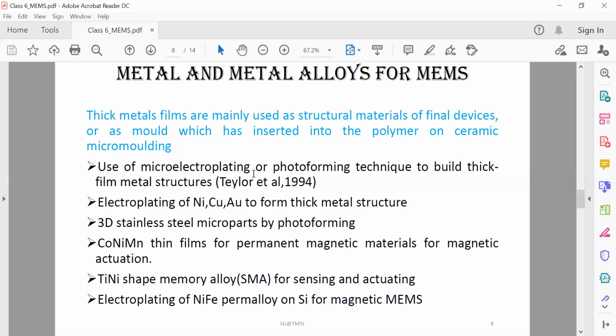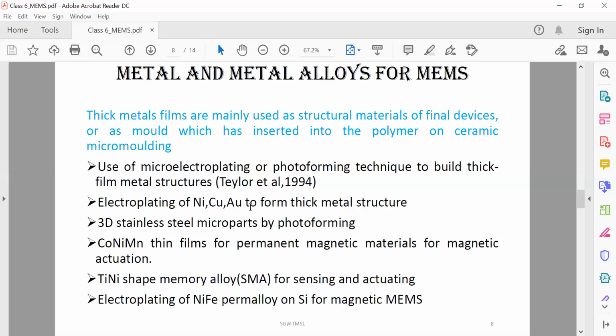Okay, last day I discussed the electroplating technique. Certain metal will be deposited on the cathode where the wafers are loaded. That is the basic principle. With this principle, we can have thicker metal films, for example gold or nickel or copper or chromium.